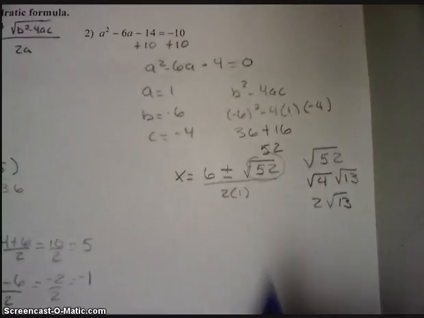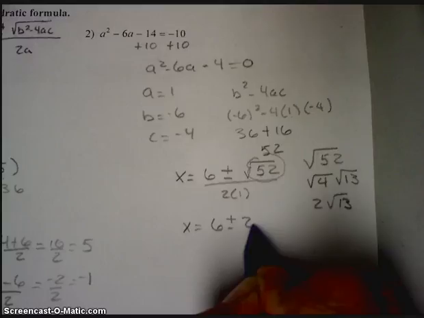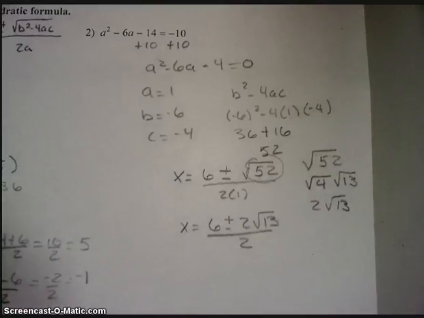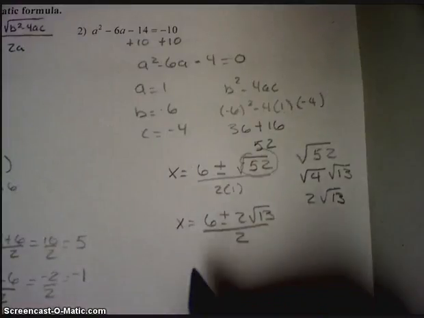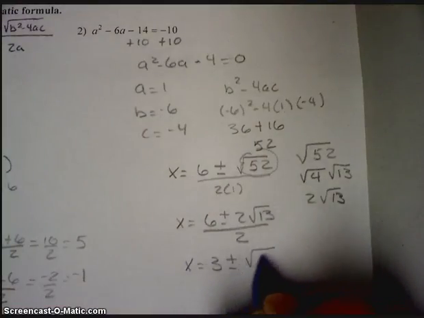So I can rewrite this as x equals 6 plus or minus 2 radical 13 all over 2. And I can simplify that one more time because 6, 2, and 2 are all divisible by 2. So this would be x equals 3 plus or minus the square root of 13.